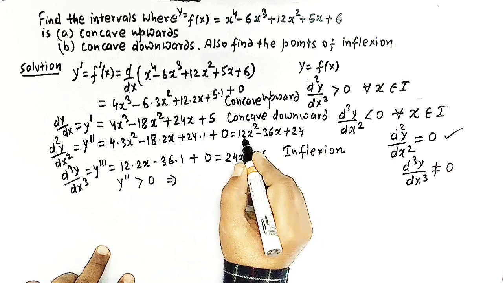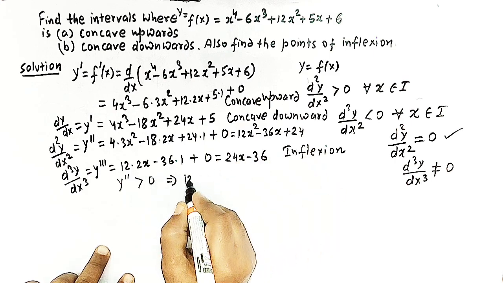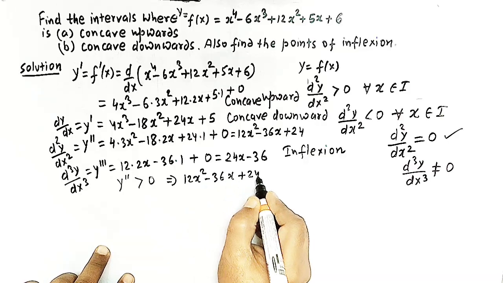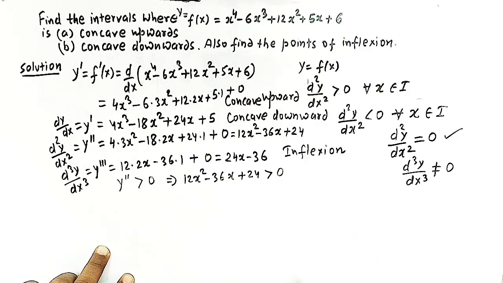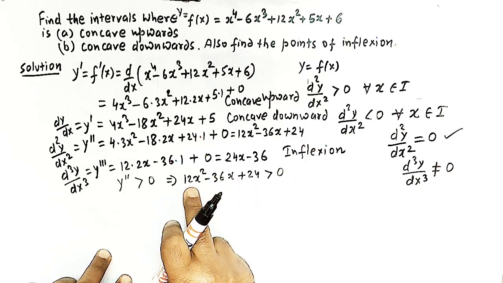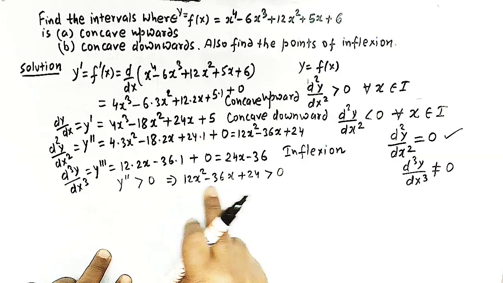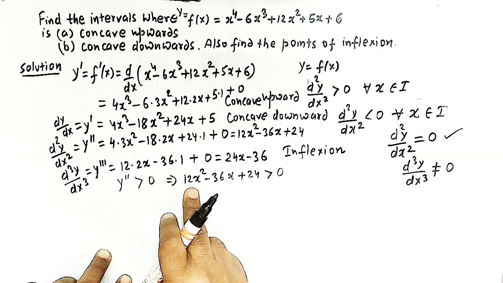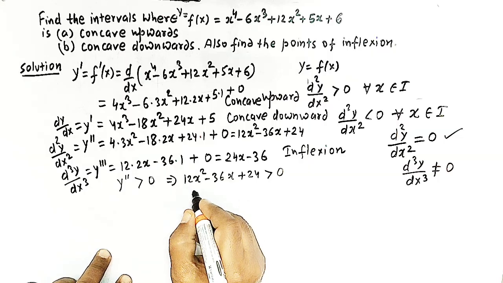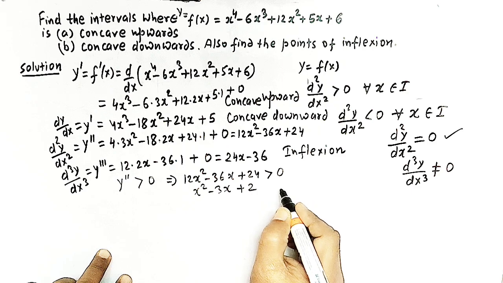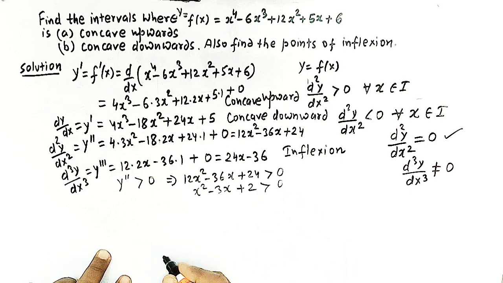So this implies that we have 12x square minus 36x plus 24 should be greater than 0. So here now we have to solve this inequality. Here we have a quadratic polynomial, and here if we divide both sides by say 12, then we have x square minus 3x plus 2, and this is greater than 0.